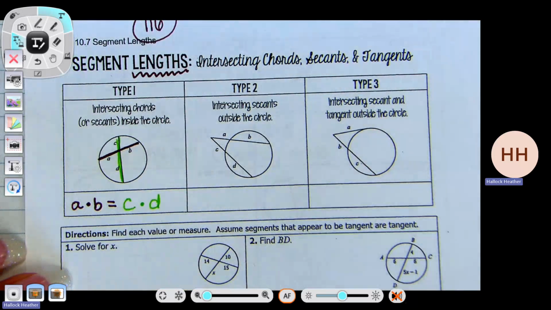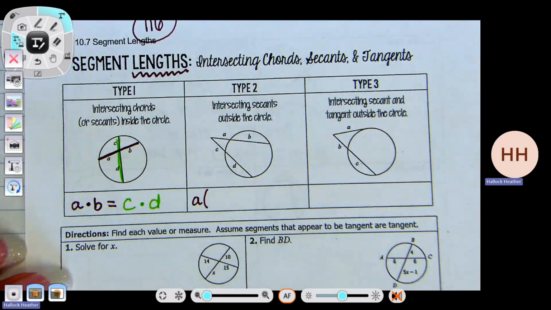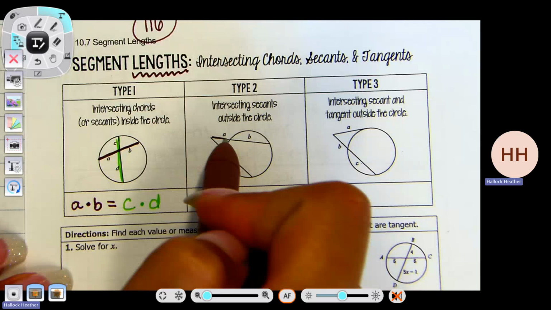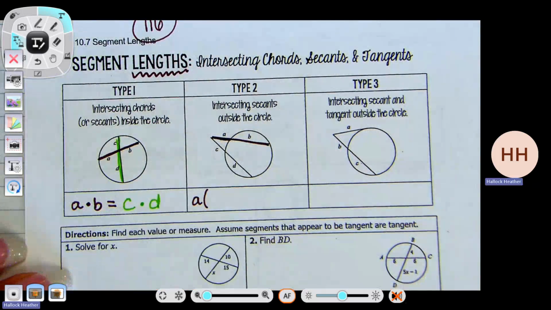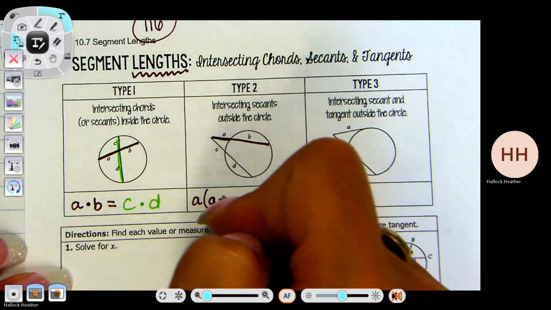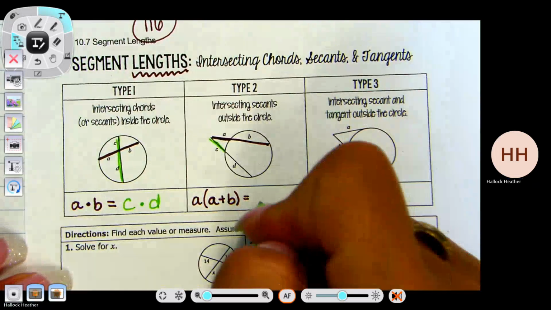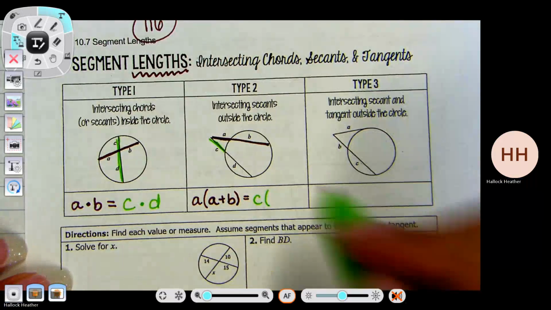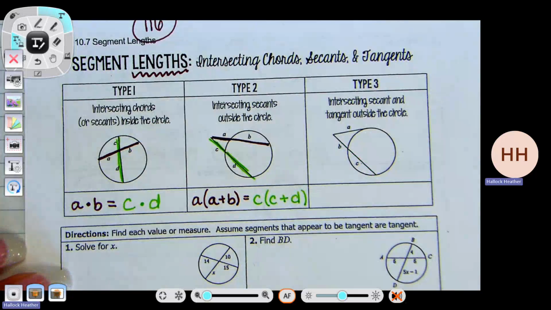What you're going to do is take the outside. So if I use A, I'm going to multiply by the entire length of that line. To represent the entire length of that line, I have to combine A and B, so I'm going to add A and B together. And then it's going to be equal to the same thing on the other side. What's on the outside of the line? C, and then I'm multiplying by what? C plus D. So it's outside multiplied by the line added together equals the outside multiplied by the line added together.